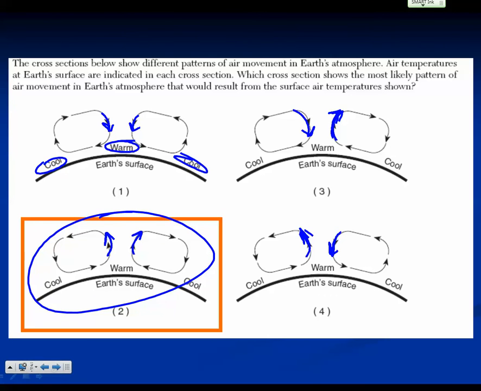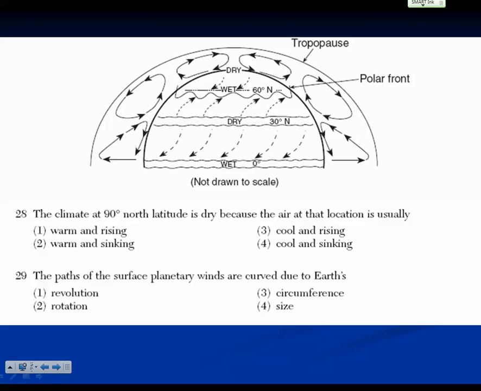Okay, next question. The climate at 90 north latitude is dry because the air at that location is usually, and it says it right up there, dry. What's happening here? We see air is coming around and it's sinking at 90 north. So let's look for sinking. And we see that in choices 2 and 4. And it's the North Pole. Air sinks at the North Pole because it's relatively cold. Cold air is going to sink compared to warm air. So the best choice would be choice 4. Hopefully you guys had that.